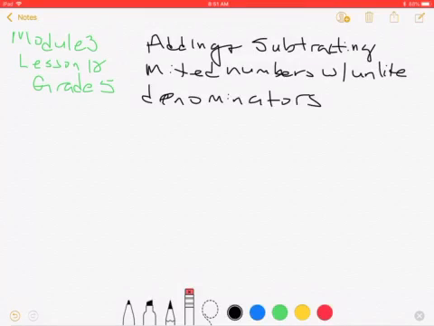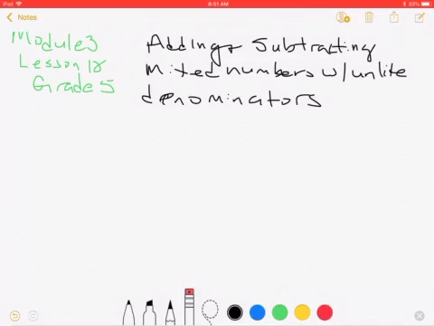Okay, hey everybody. So this morning we're going to do Module 3, Lesson 12, Grade 5. And this entails adding and subtracting mixed numbers with unlike denominators. So those of us who were in class yesterday, we started in class, okay, and then for homework. So Ms. Durham's going to go over the homework problems that were given. If you weren't in class because of the snow, I definitely understand.